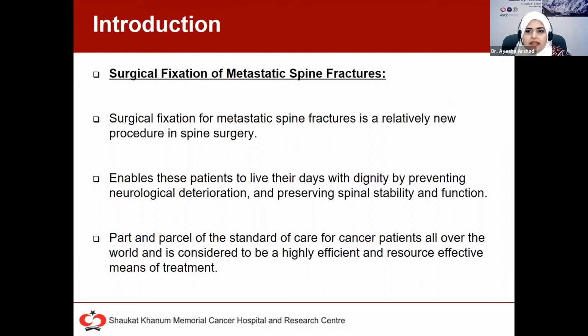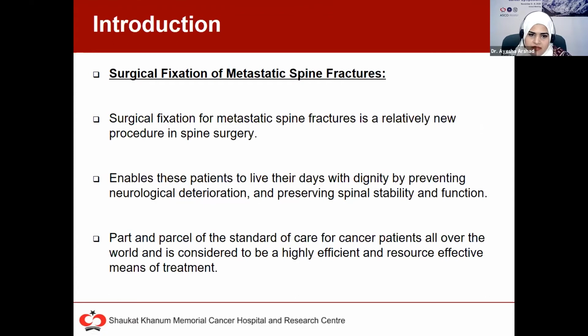These are slides showing metastatic spine fractures in the lumbar spine, then the thoracic spine, then the cervical spine. Although metastatic spine fractures have been in the picture ever since we have been treating cancers, and they have increased in frequency with the increase in survival of cancer patients, surgical fixation for these fractures is still a relatively new concept.